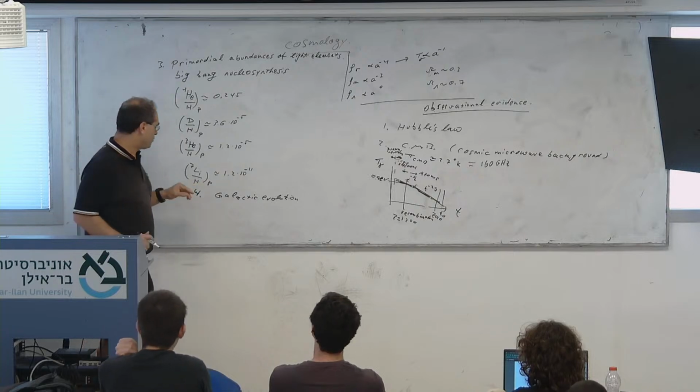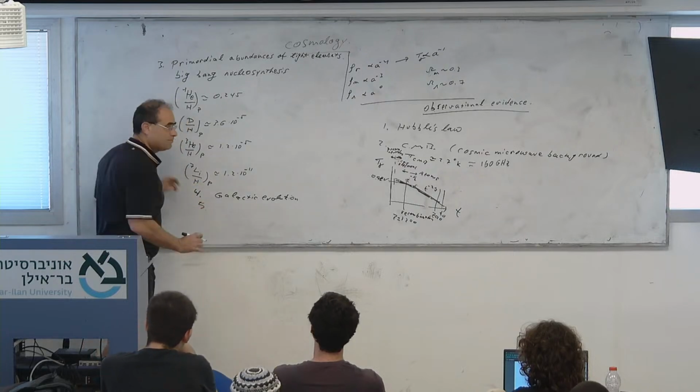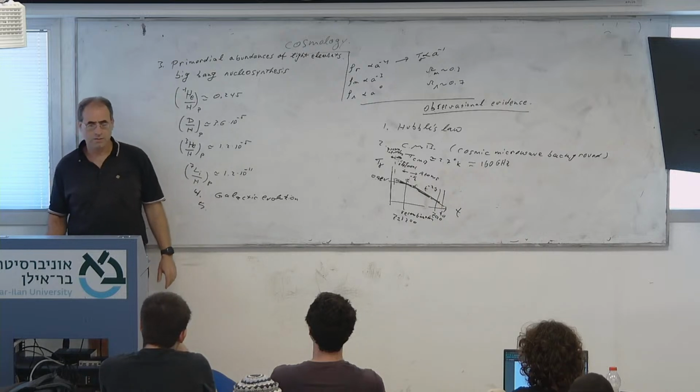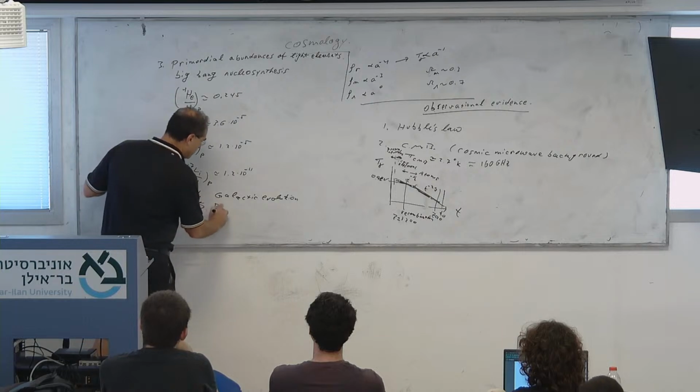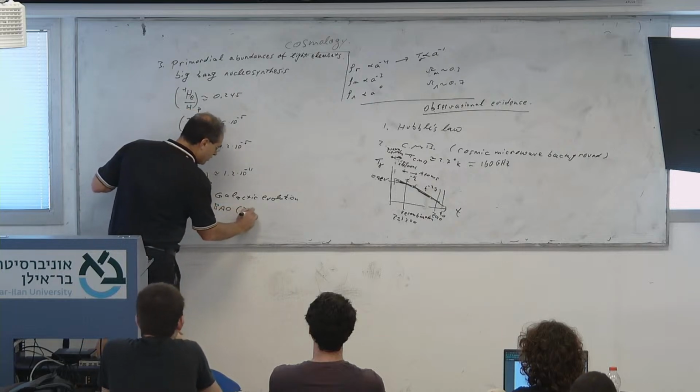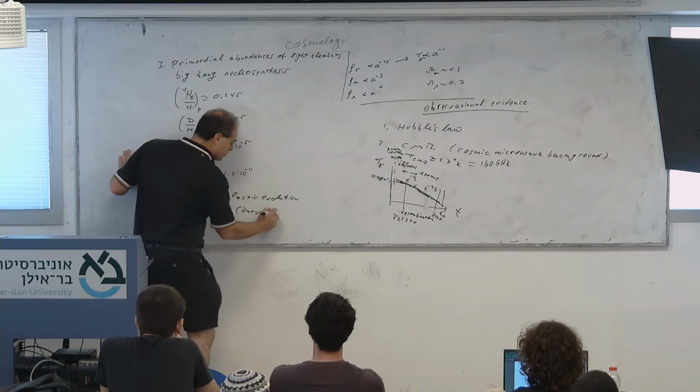Finally, before I answer a question, what's the fifth independent evidence? But again, you don't know that. That's called baryonic acoustic oscillations, BAO. Baryonic acoustic oscillations.